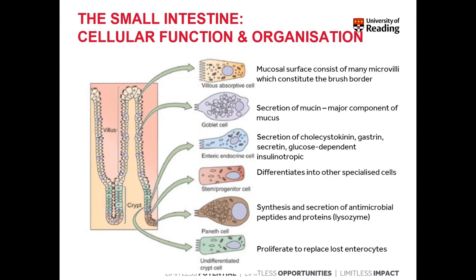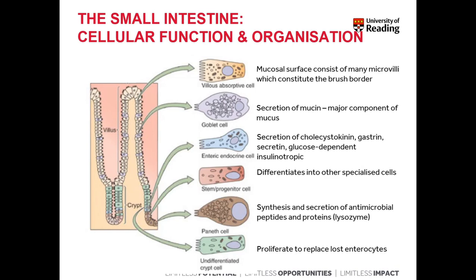And the stem progenitor cell, which is a stem cell that can differentiate into any of the epithelial cells of the small intestine villi. The Paneth cell is mostly involved in the secretion of antimicrobial peptides and proteins, such as lysozyme, because the pH of the small intestine is compatible with the growth of bacteria, but we do not want many bacteria in the small intestine, as we will see when we talk about the microbiota.